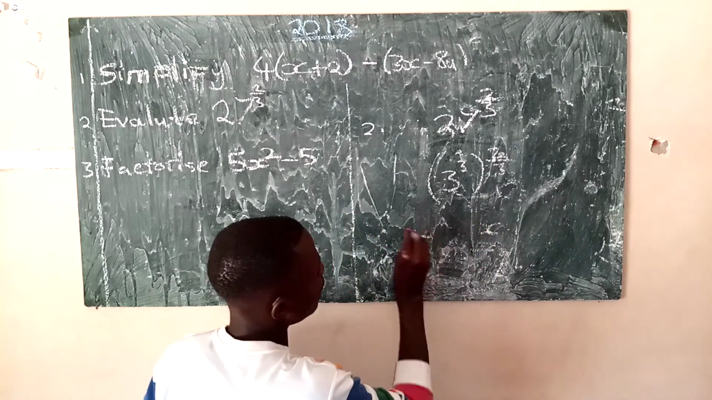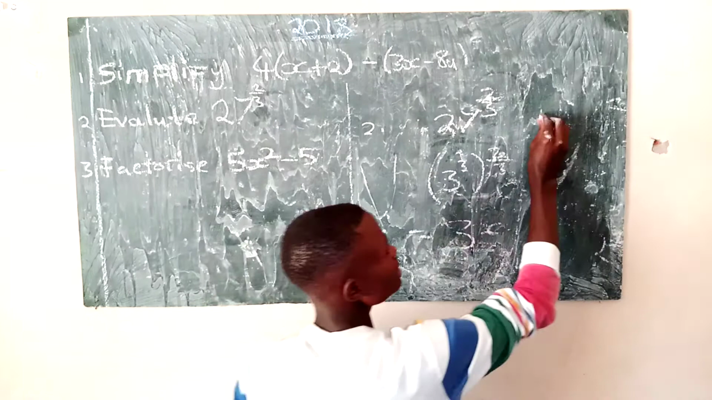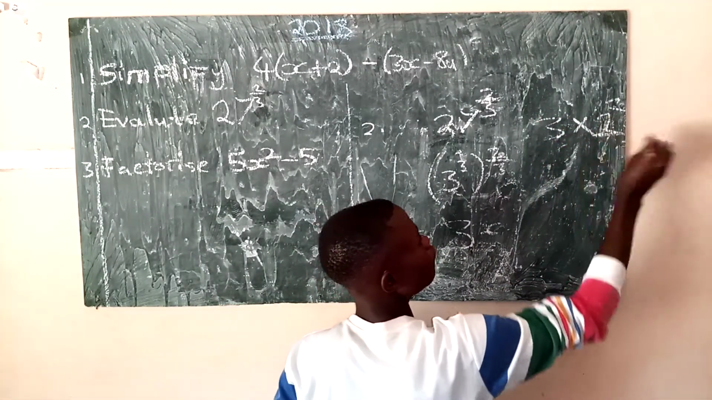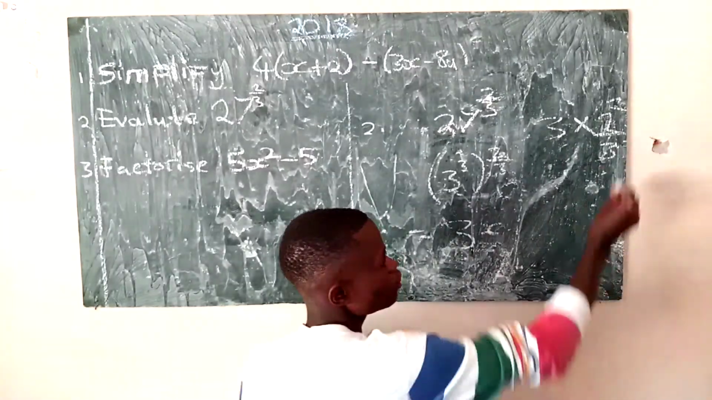So our answer will be equal to 3. Now we multiply the powers. It's 3 multiplied by 2 over 3. So the 3 will cancel.